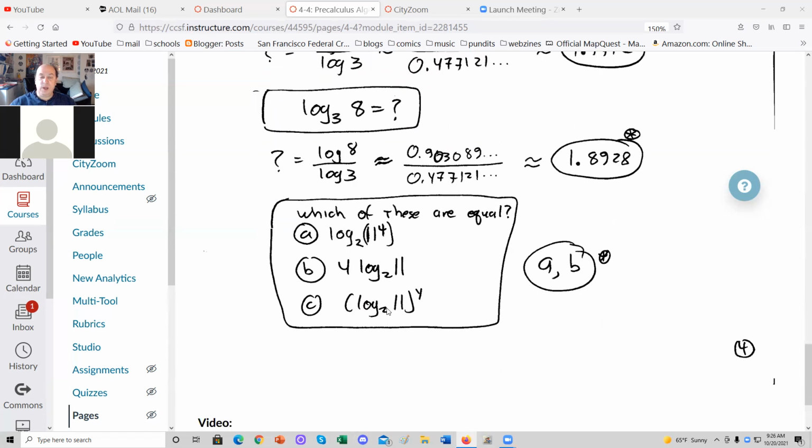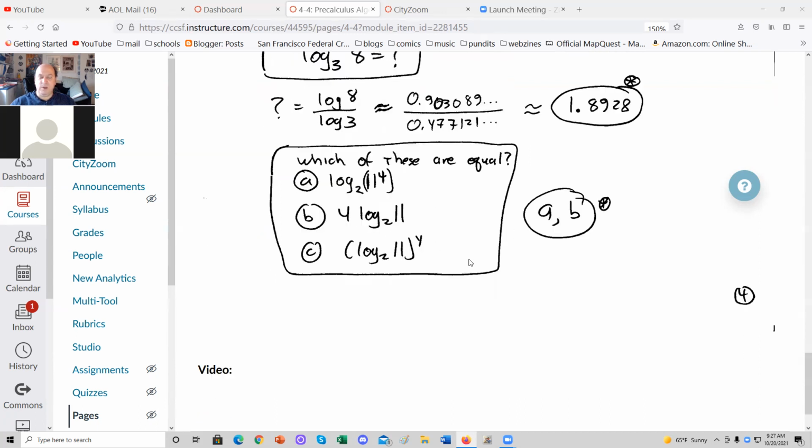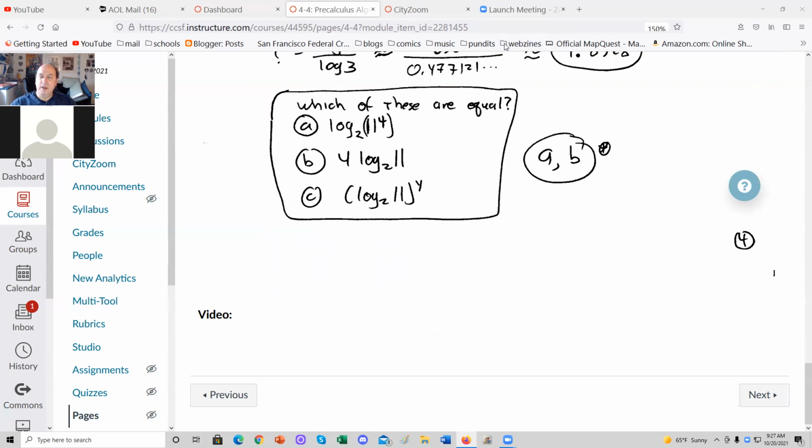Here they ask which of these two are equal. I'm sorry, this looks like 11 to the 4th. I really should have it. Log base 2 of 11 to the 4th, 4 log base 2 of 11, and log base 2 of 11, all that to the 4th. Well, these are equal because the 4 comes outside. This is not equal to the others because 4 times something is not the same thing as something to the 4th power. So A and B are equal. Okay.